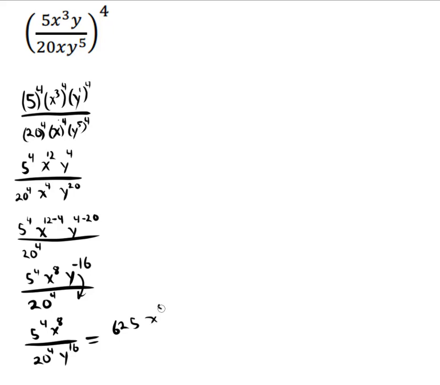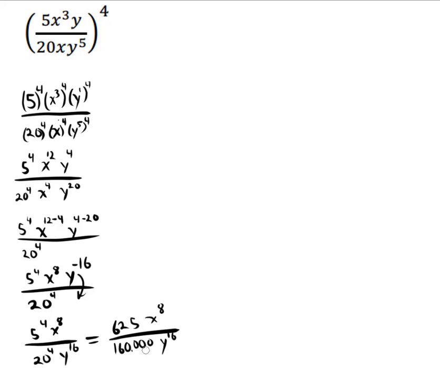X to the 8th all over 20 to the 4th. 20 to the 4th is 160,000. And at this point, you're like, that is just insane. And you are absolutely 100% right. That is insane. 160,000 y to the 16th. But the good news is, there was a way that we could have made this simpler before we ever started. And if you reduce this fraction, by the way, it is a little bit of a pain in the bottom to reduce.